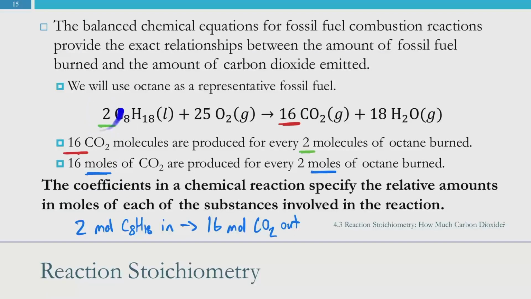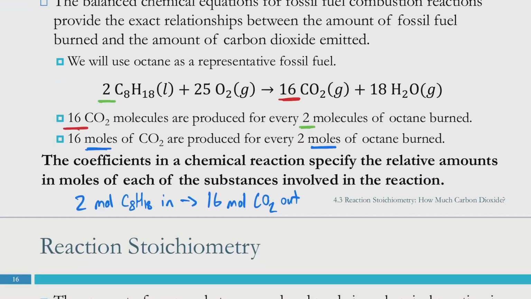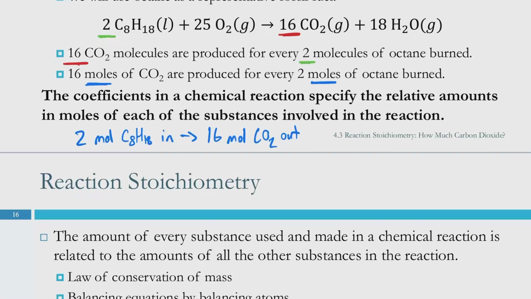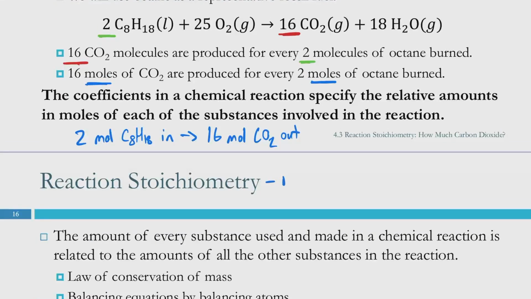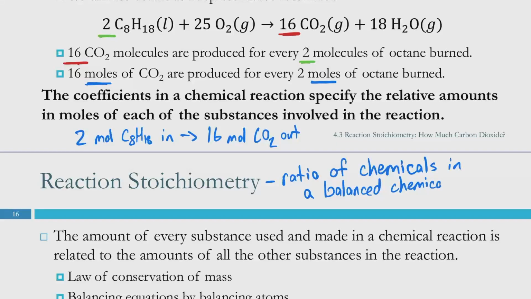It's the coefficients, the numbers in front, that specify the relative amounts of each of the substances involved. And this is what stoichiometry is. Stoichiometry is the ratio of chemicals in a reaction. I'll write balanced chemical reaction. You can come up with any number of different ratios.